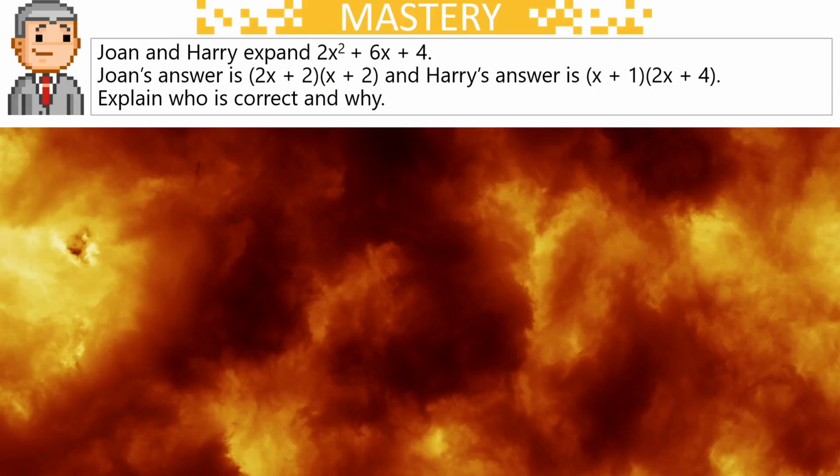Let's finish with this. Joan and Harry expand 2x squared plus 6x plus 4. Joan's answer is 2x plus 2 in the first bracket, x plus 2 in the second bracket. And Harry's answer is x plus 1 in the first bracket, 2x plus 4 in the second bracket. Explain who is correct and why.